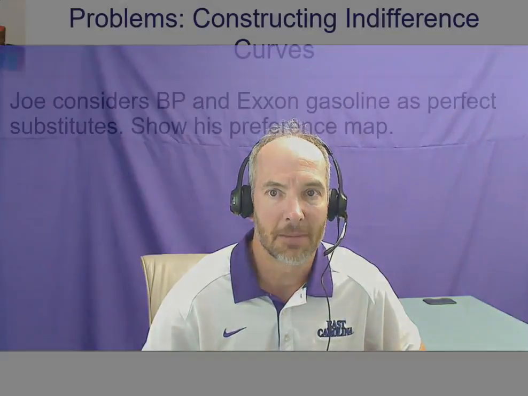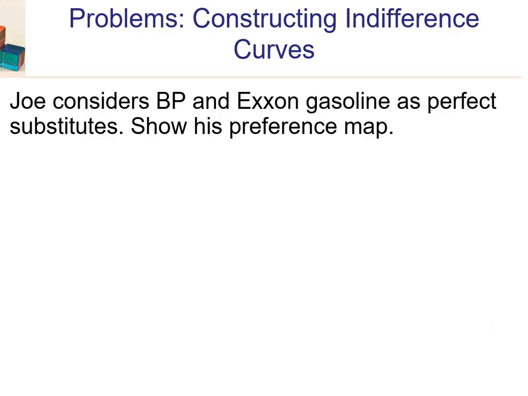Hi, this video will go over a couple of examples of how you construct indifference curves for the case of perfect substitutes. Consider the following question. Joe considers BP and Exxon gas to be perfect substitutes. Show these preferences on a map.